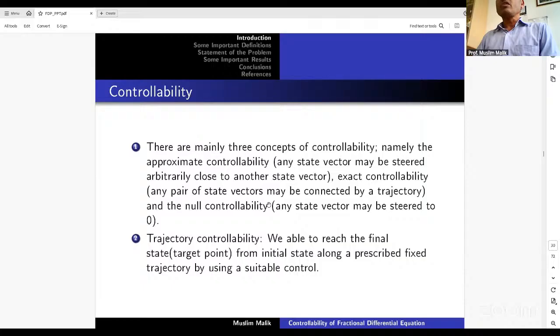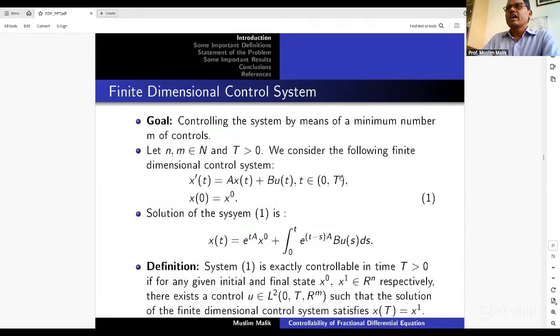Here, for example, this system is called the control system, and here we have taken a finite-dimensional control system. Here x is our dependent variable, u is the control, A is some matrix, and B is called the control matrix, and x0 is the initial point. This is finite-dimensional, meaning x1, x2, ..., xn. We have a system of equations, and then we have these things.